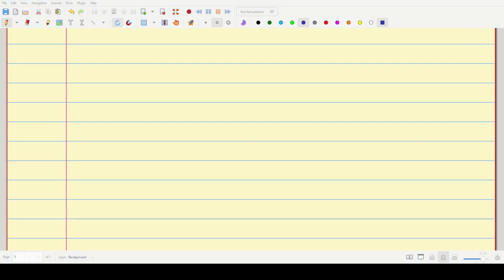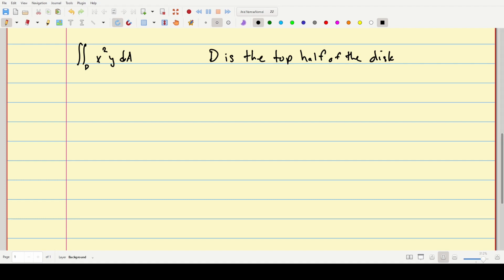So let's do an example. All right. Integrate x squared y dA over a region D. And this is going to be the top half of the disk of radius 5.